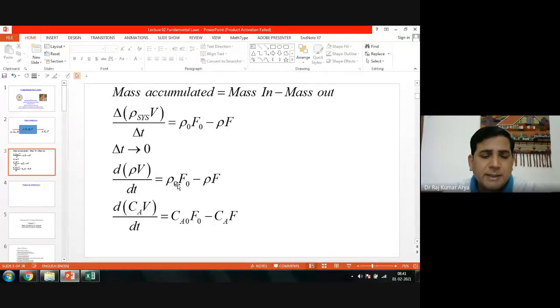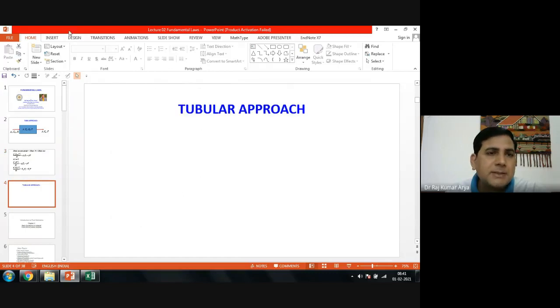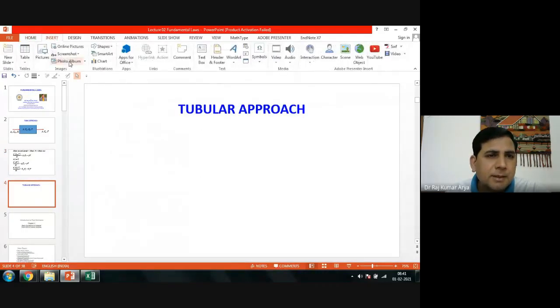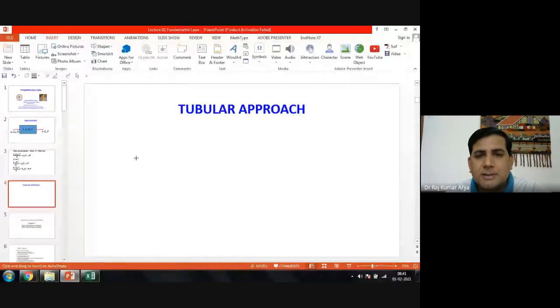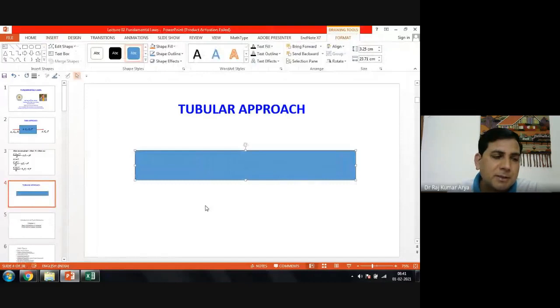So this is the tank approach. The next approach is the tubular approach. In the case of tubular, let's say you can take maybe a cylinder, so a cylinder or a reactor. Let's say we are taking this one. So let's say you have this much big a reactor, a tubular reactor, or maybe a pipe or something.